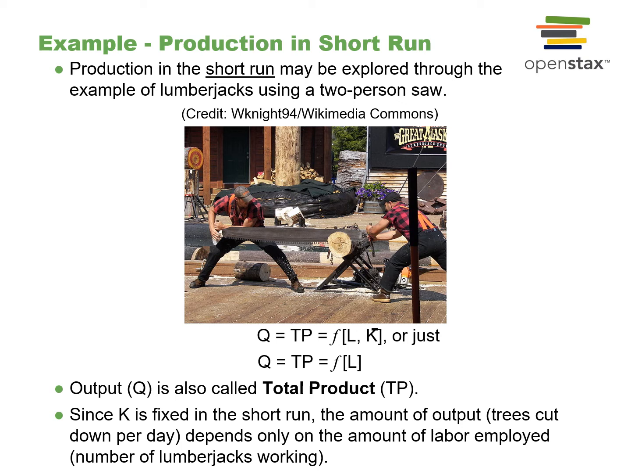Their example is an example of lumberjacks using a two-person saw. The output Q is also called total product, or the function of L and K, or just quantity equals total production. K is a fixed amount, and typically when you see K in just about any formula, that's considered a constant. And then the amount of trees cut down per day only depends on the amount of labor employed. So that's labor, and this is a constant. So quantity, total production, is a function of labor.